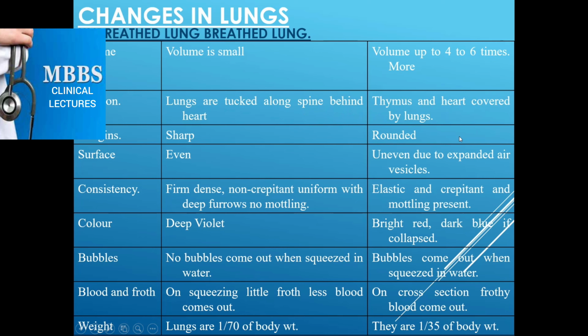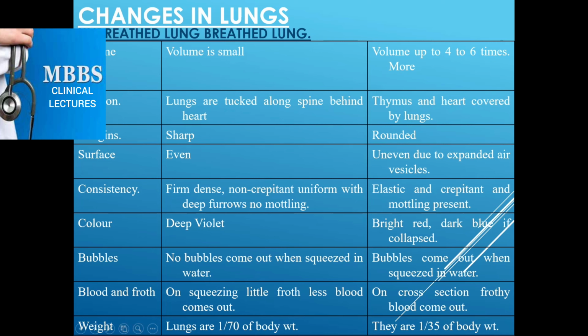Their margins are rounded and the surface is uneven due to the expanded air vesicles, and the consistency is elastic, crepitant, and mottling is present. Color becomes bright red from deep violet. It may be blue if collapsed. If we cut or squeeze the lungs underwater, bubbles come out from the lungs. On cross section, frothy blood comes out from the lungs.